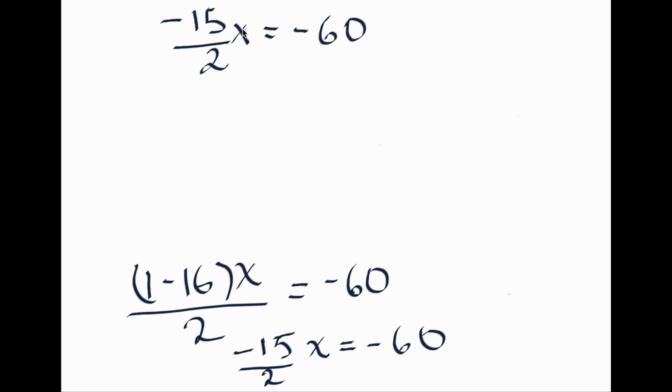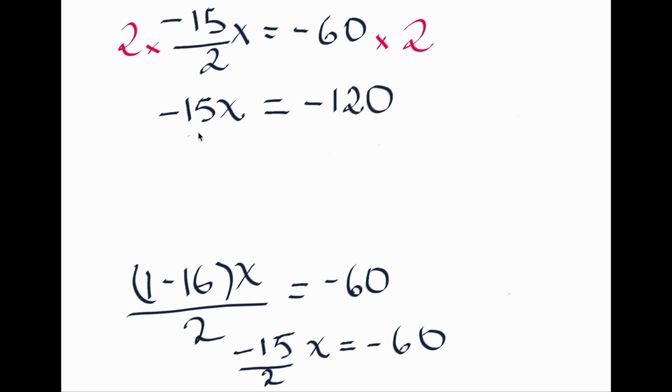So we need to leave the x alone, but we have a fraction here. So first we get rid of the denominator. It's dividing, so it's gonna come on this side multiplying. It's the same as doing this side times 2, this side times 2. So 2 divided by 2 is 1, and 1 times negative 15x is just negative 15x. And that equals negative 60 times 2 is negative 120.